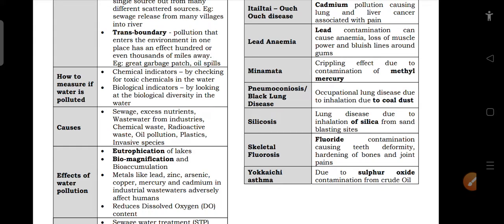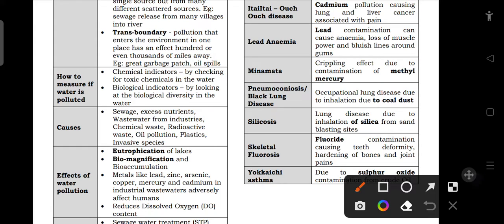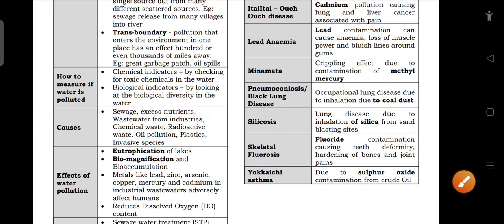And the next one is causes. What are the causes? The major cause is sewage, then excessive nutrients, then wastewater from industry, chemical waste, radioactive waste, soil pollution, plastic, invasive species. All these things are causes. Now what are the effects? First one is eutrophication. The algal bloom will block the sunlight and other important nutrients and air. So the species deep in the water will not get enough nutrients.